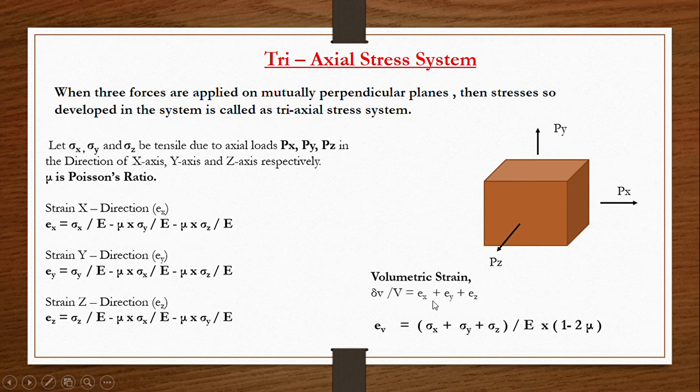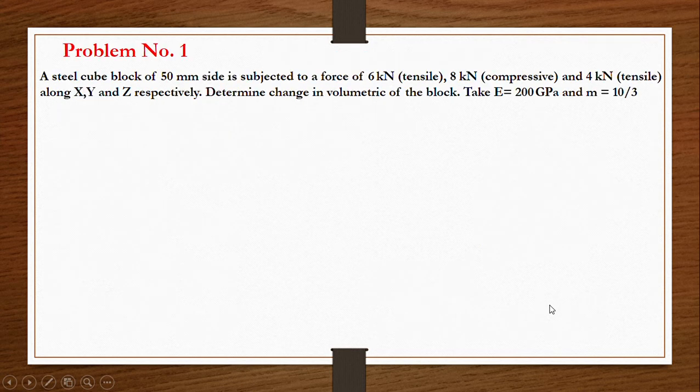is the sum of the strain in all three directions. By putting these three values we get a finalized equation: volumetric strain equals sigma x plus sigma y plus sigma z divided by E, multiplied by the bracket 1 minus 2 mu. We will start our first numerical, which is based on this.